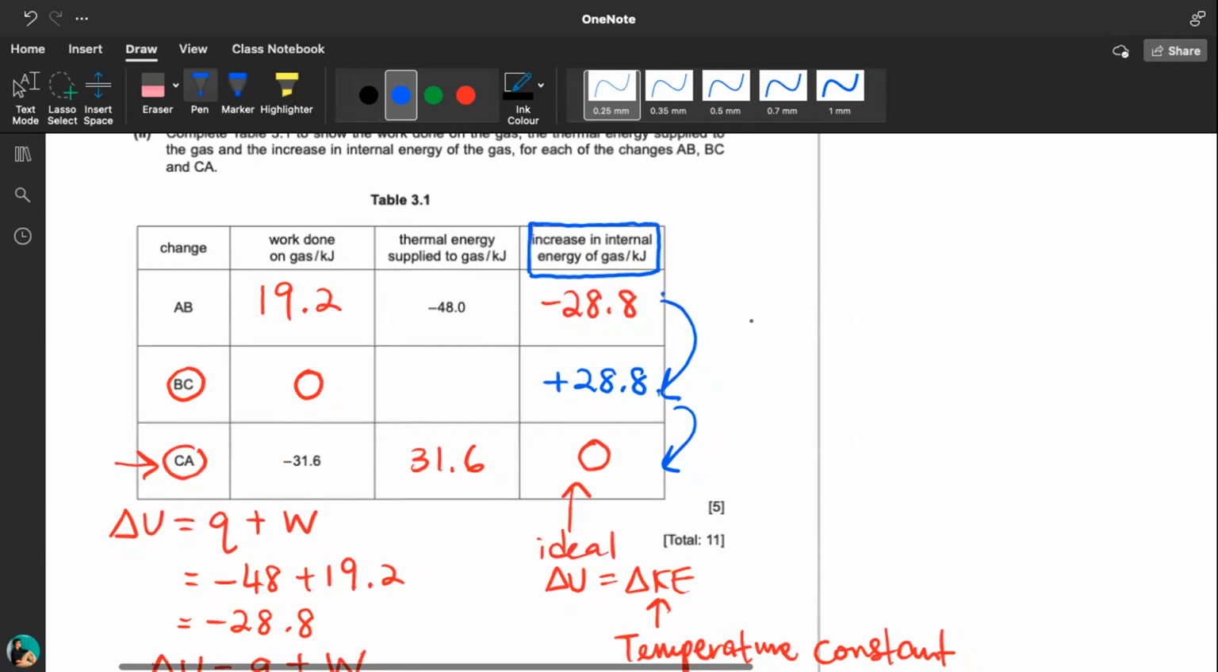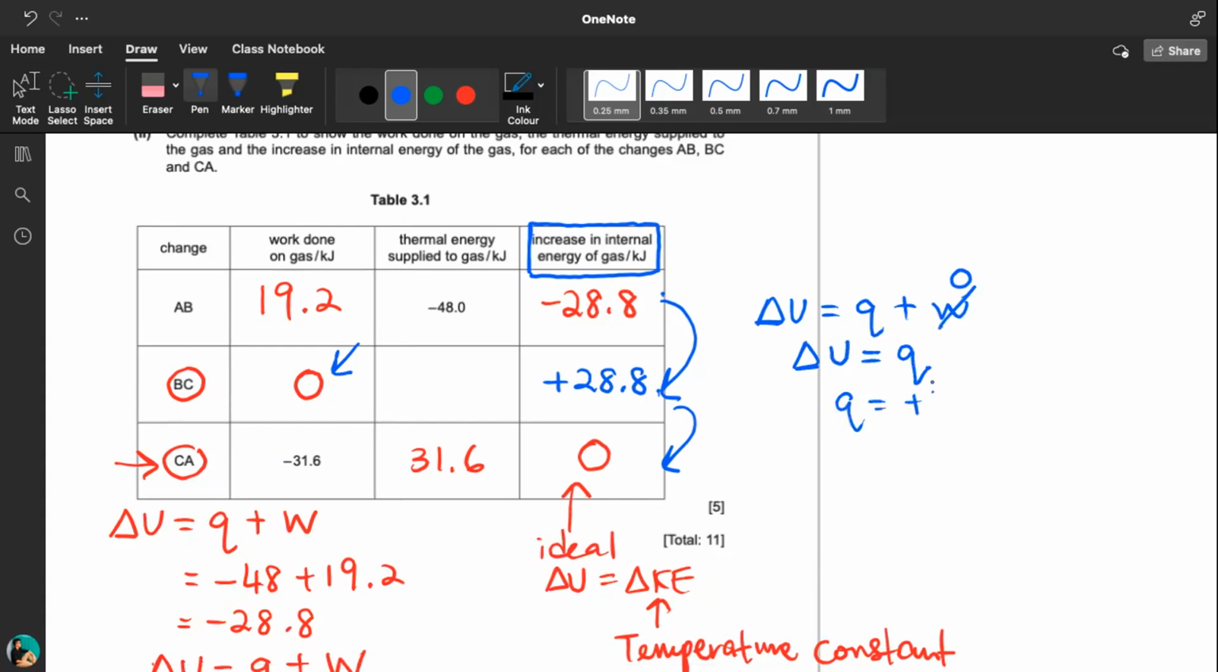So the last one, you just do change in internal energy equals Q plus W. There's no work done, right? Zero work done. That means this will be zero. So the change in internal energy will be the same as the heat energy, positive 28.8.